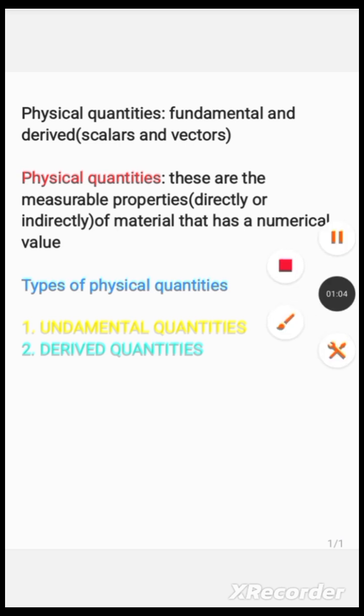They are the fundamental quantities and the derived quantities. The fundamental quantities, often called the basic quantities, and the derived quantities. Now, we are to look at their differences and how to properly know them.